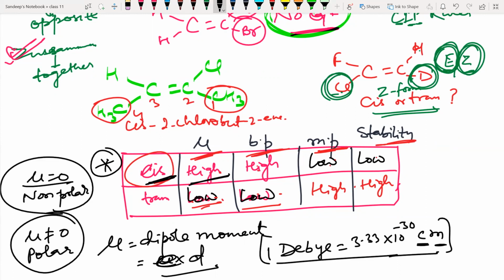So in case of cis, the dipole moment is high, its boiling point is high. But in case of trans, the dipole moment is low and boiling point is low. So high, high, low, low, low, low, high, high. Remember this. This is a beautiful trick. This will help you solve 8 questions.